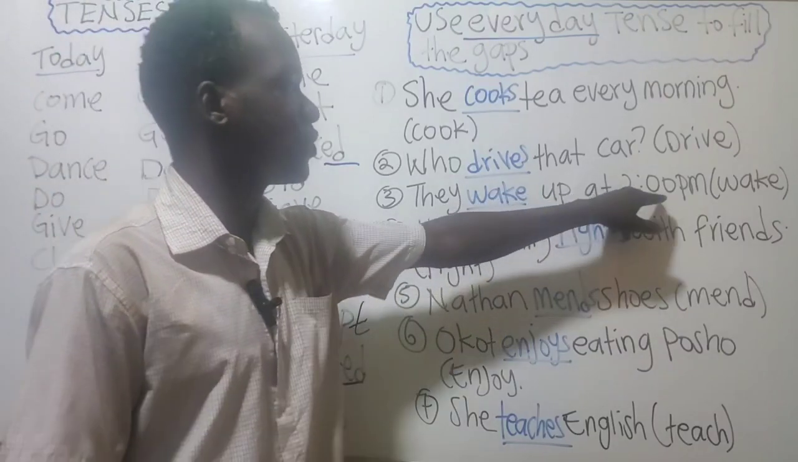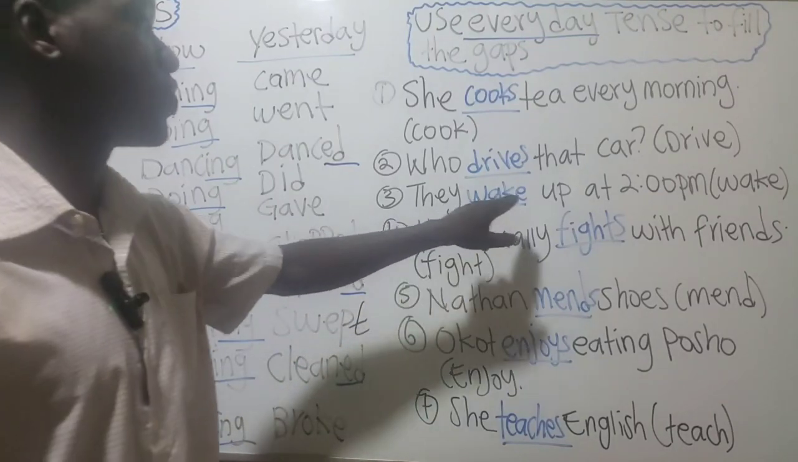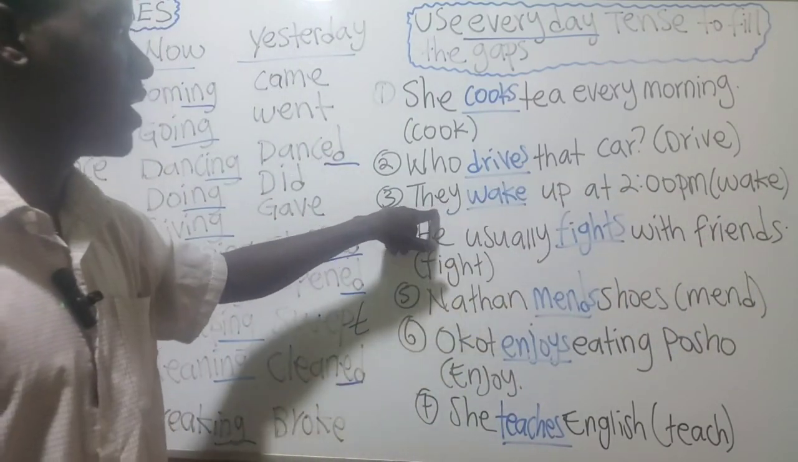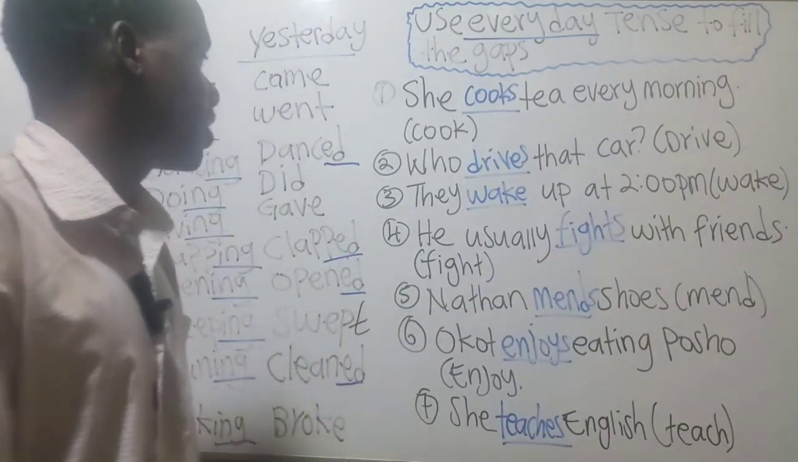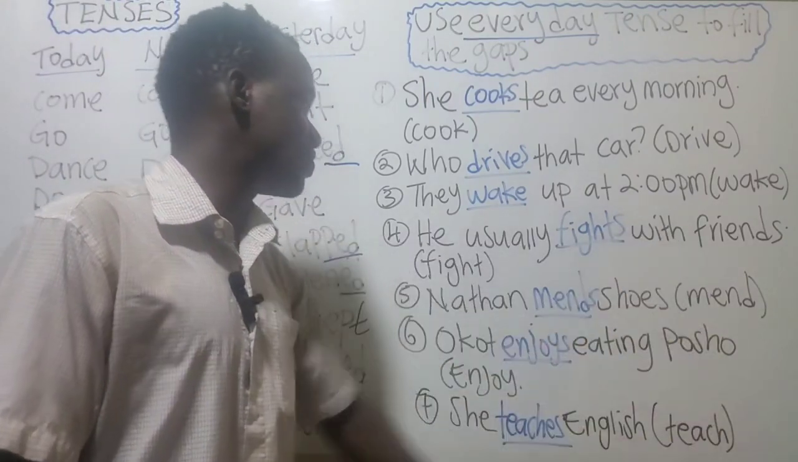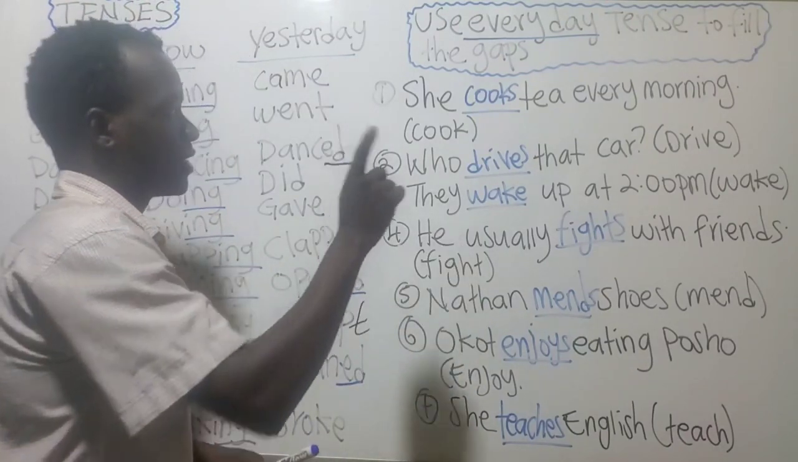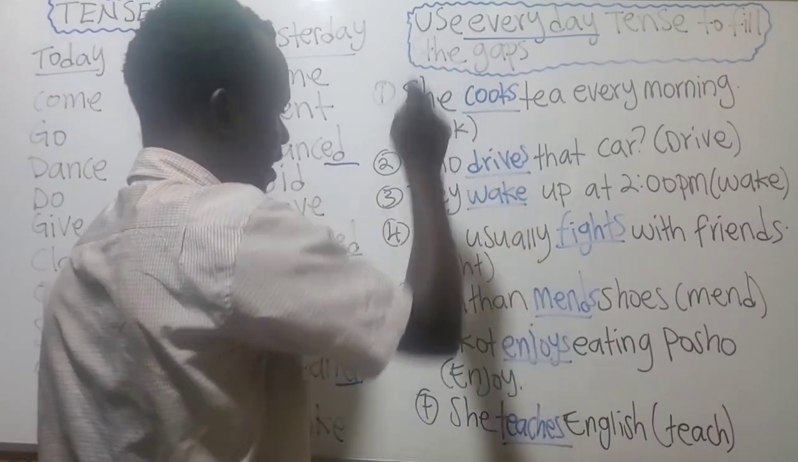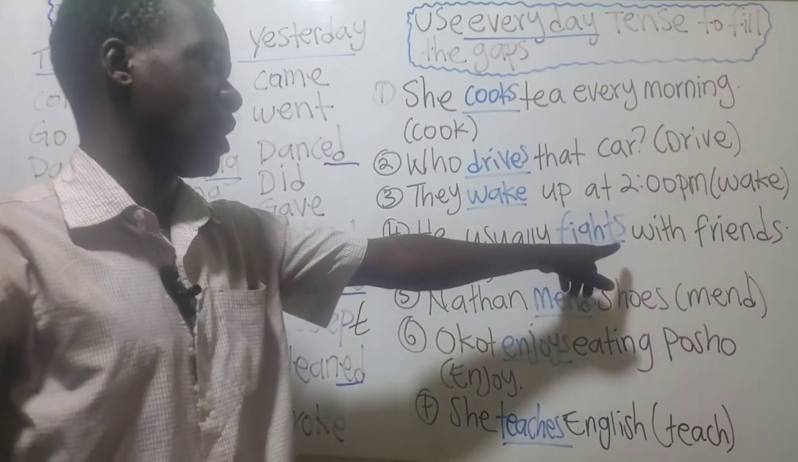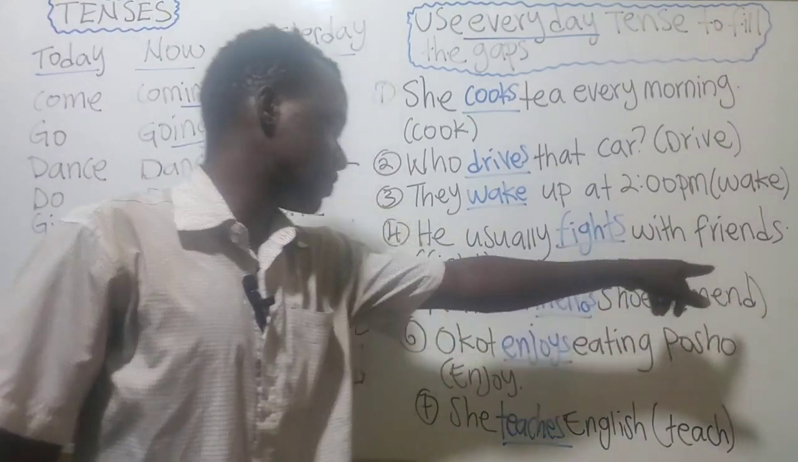They wake up at 2 p.m. Now you see, they is plural, so wake remains wake. It does not change, okay? They wake up at 2 p.m. He usually fights with friends. So here the pronoun is he, one. Here also the pronoun is she, one. It will take S. And then here the pronoun is he, only one. It will also take S at the verb. He usually fights with friends.